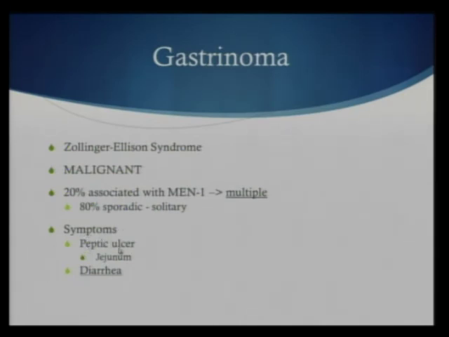Symptoms, you'll have peptic ulcer disease, and you'll find ulcers in unusual places such as the jejunum instead of the regular, either gastric or the duodenum. And also these patients will have diarrhea because of the high acid output in the stomach. That just causes diarrhea.